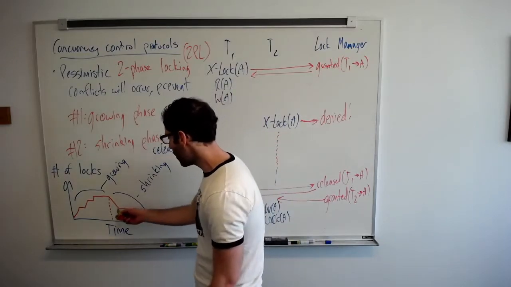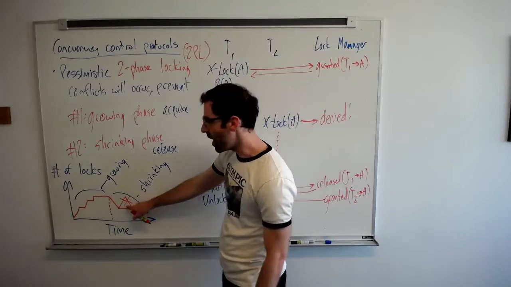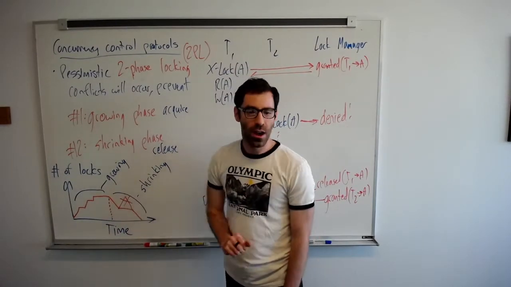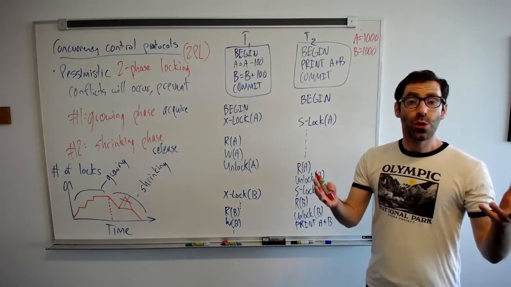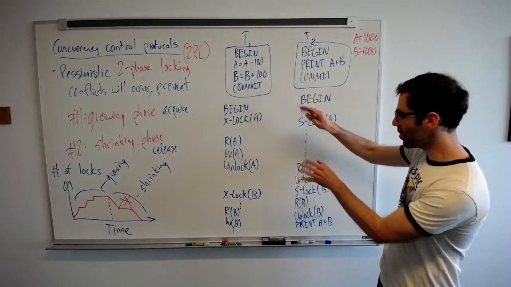And so if it did something like this, that would be a violation of our two-phase locking. It's simply not allowed to acquire additional locks once it starts releasing. All right, to show how two-phase locking can give us serializable schedules, I want to go through some examples.